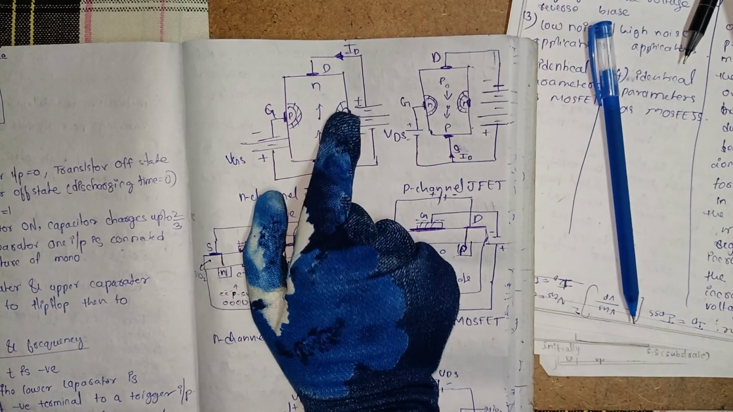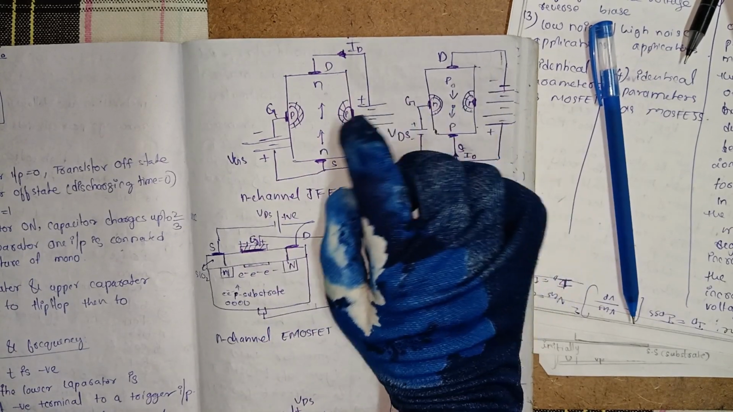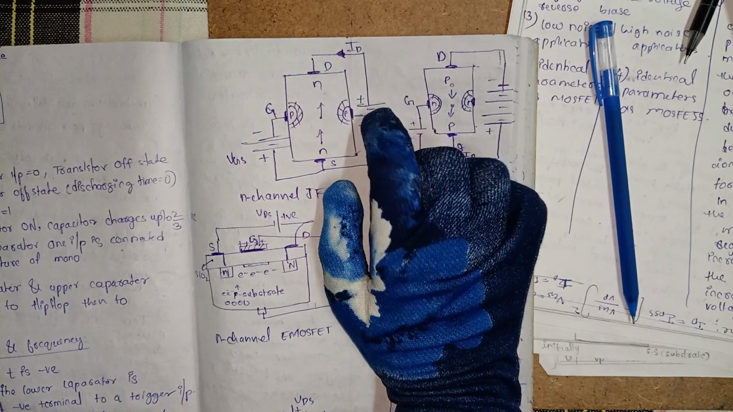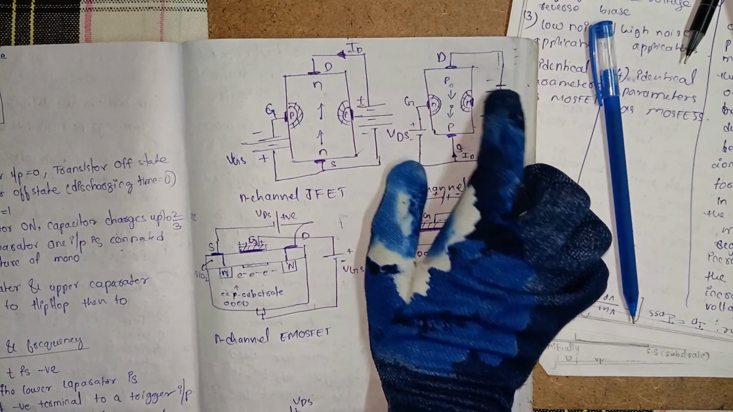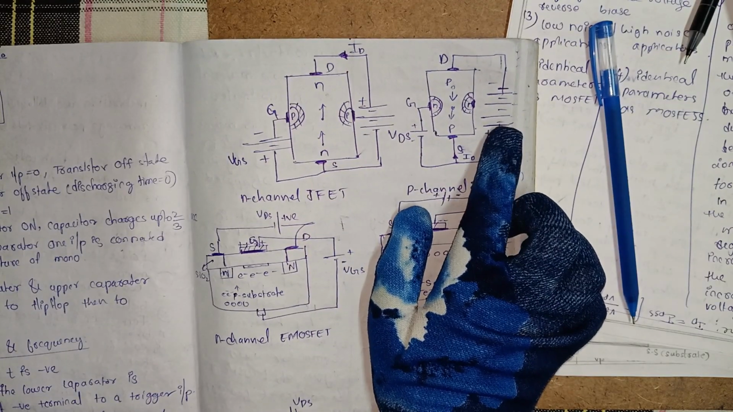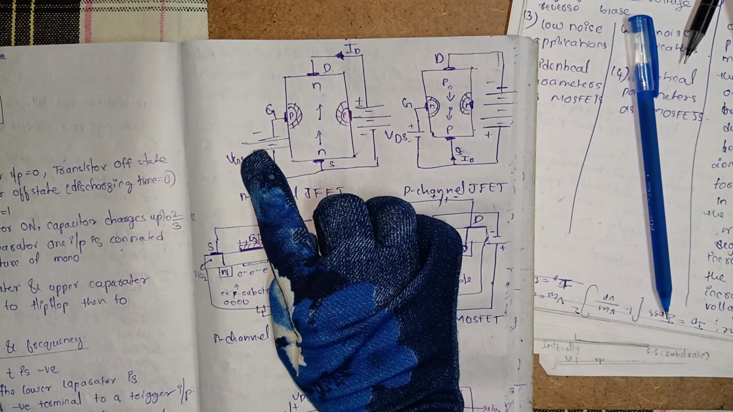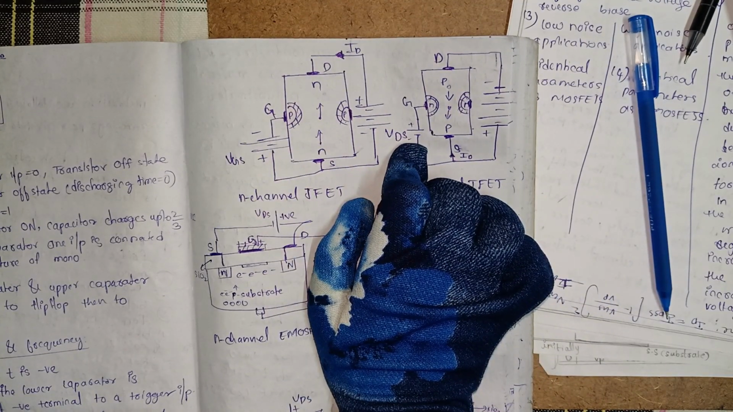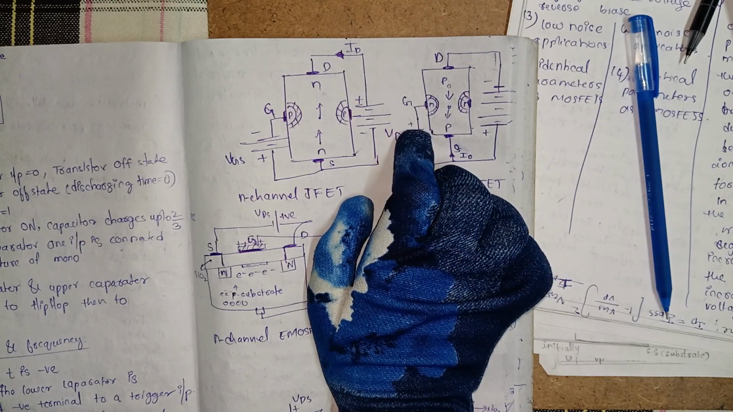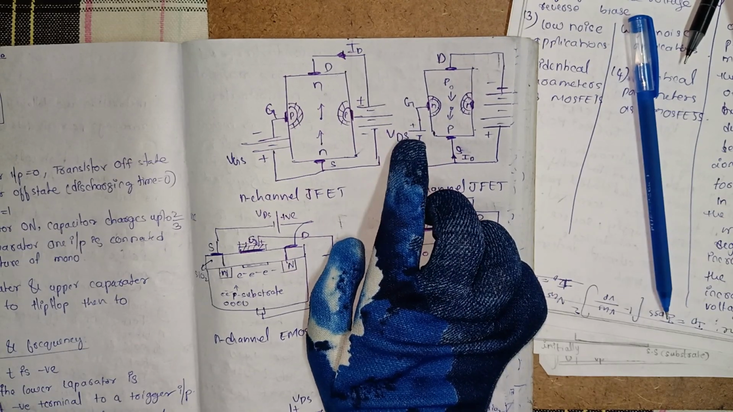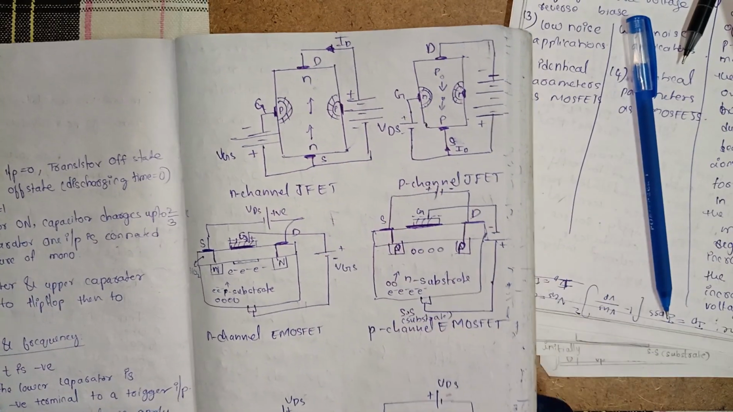Here the terminals are also oppositely connected. Here drain is connected to positive and source is connected to negative. Here the drain is connected to negative and source is connected to the positive terminal. And here it is reverse biased, and here also reverse biased, because the N type terminal is connected to the P terminal and the negative terminal is connected to the P type.